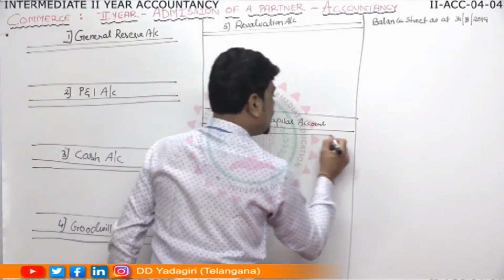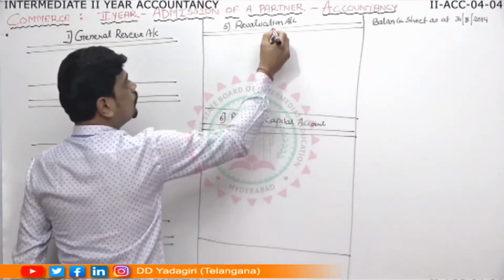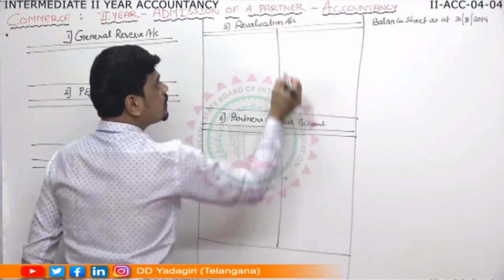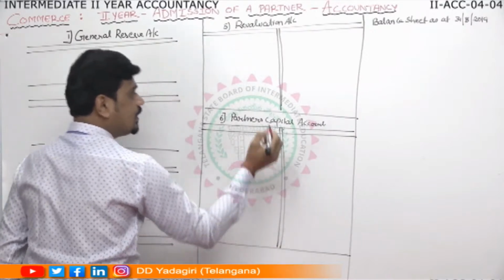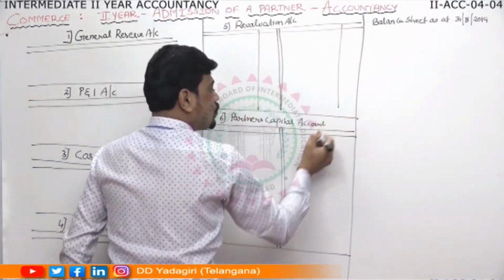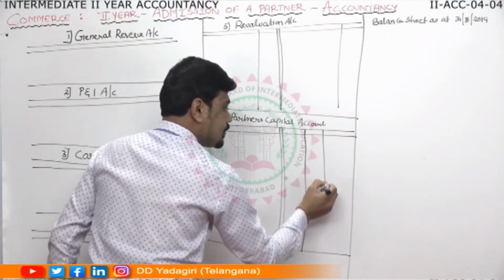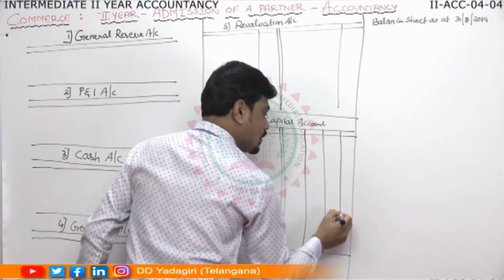There are 3 partners. So keeping the scale in center, we can make it into 2 sides, debit and credit. Amount column, amount column. Here, particulars, partner 1, partner 2, partner 3.